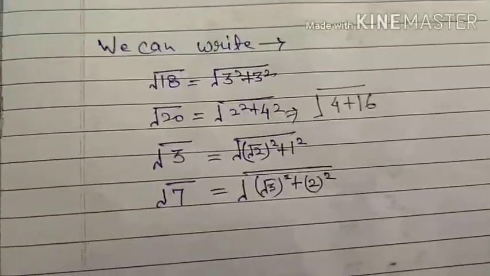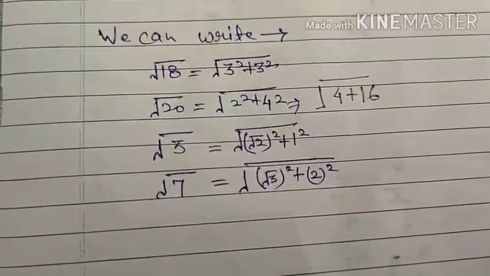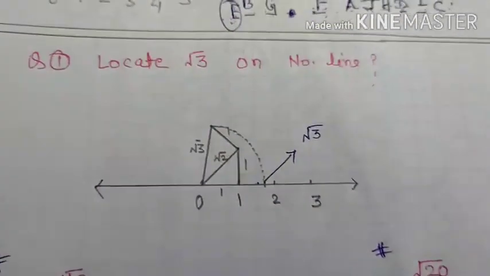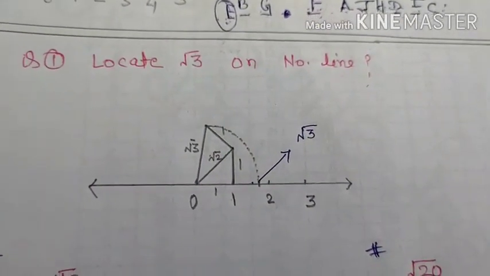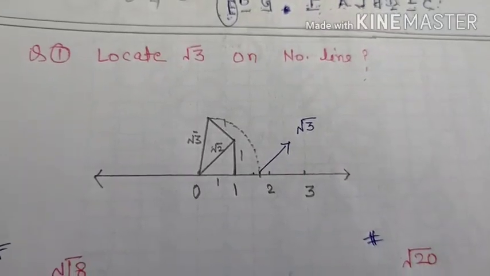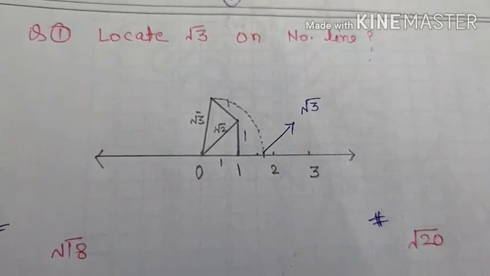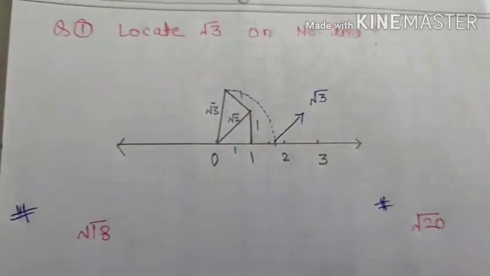We will use this concept to locate the irrational number on the number line. Similarly, we can locate any irrational number on the number line. I have given you one more example, root 3 on the number line. How can we do it?